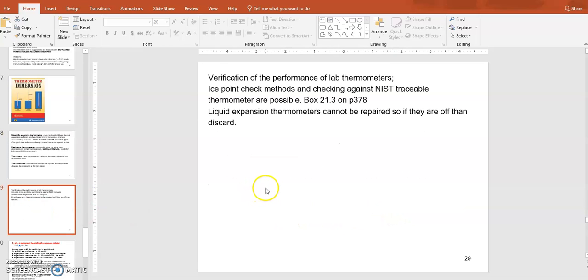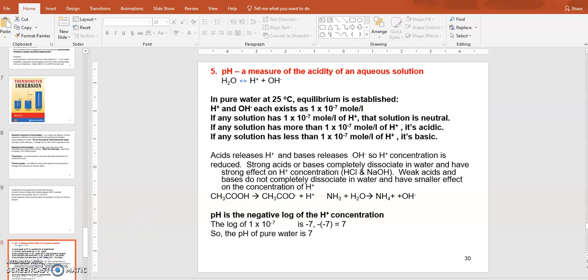And verification of the performance of your lab thermometer is important. There's a way to do that. Your textbook explains that process. And then we're going to move into pH measurement.